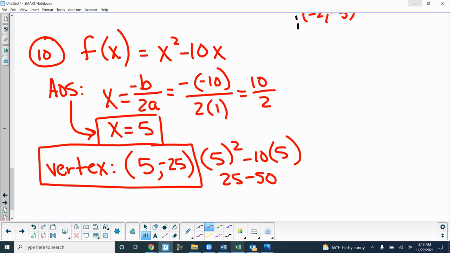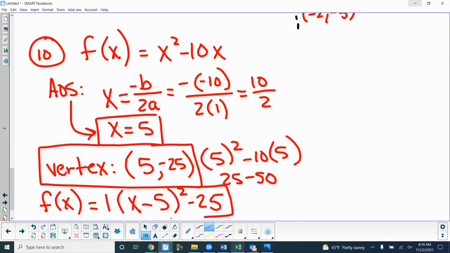All right, so to put it in vertex form, it's a, which is 1 again, so I can put a 1 there. You don't have to. X minus h, which is the x value of the vertex, squared, plus k. Well, k is negative 25, so we put minus 25. So that's kind of going backwards.